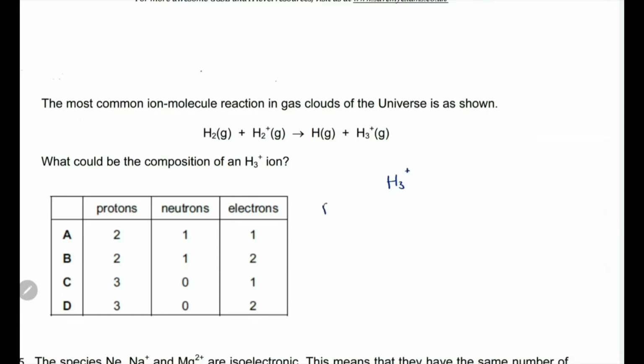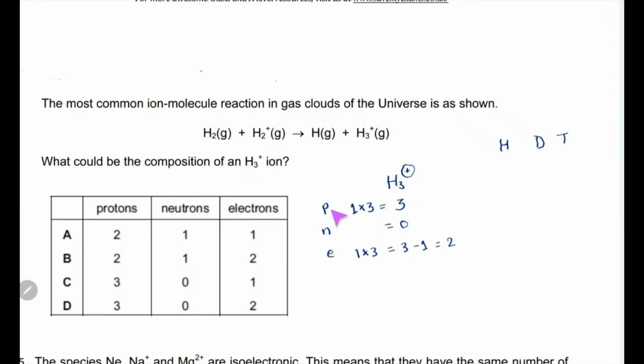Now for protons, let me write P for protons. As we know the atomic number of hydrogen is 1, so over here we get 1 proton in each hydrogen multiplied by 3. So 1 multiplied by 3 becomes 3 protons in this ion. Towards the neutrons, let me write N for neutron. As we know, hydrogen H is denoted for protium, D for deuterium, and T for tritium. In protium, there is no neutron. So we get 0 neutrons in this H3 positive. Now counting for electrons, E for electrons, each hydrogen has 1 electron. So 1 times 3 becomes 3. But we are looking at the positive charge. This positive charge means 1 electron has been lost, so minus 1, we are getting 2.